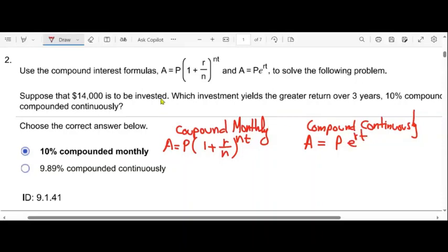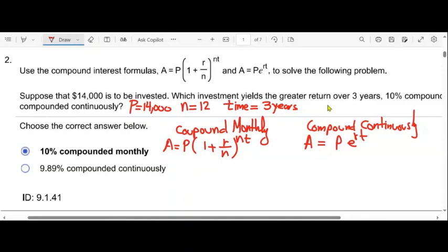Good. Now, how much is the principal? $14,000. That's the principal. And compound monthly, that means how many payments a year? N is how much? 12, because the year has 12 months. Yes, that's monthly. So how many years? How much is the time? 3 years. Right. Okay.